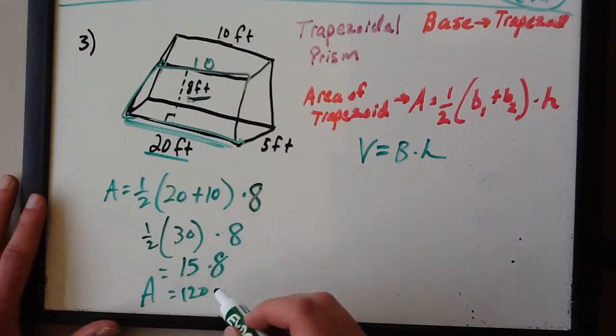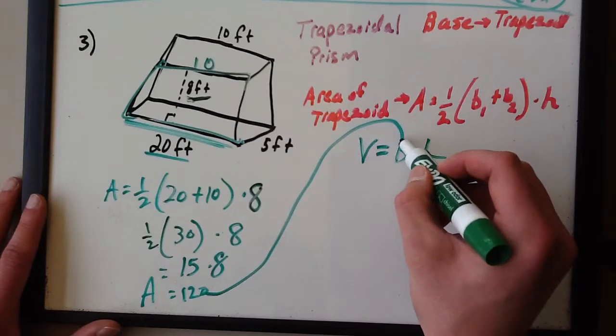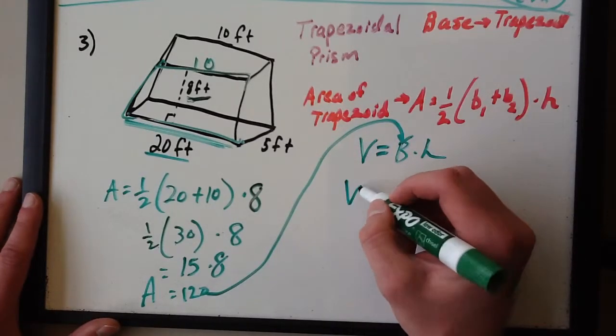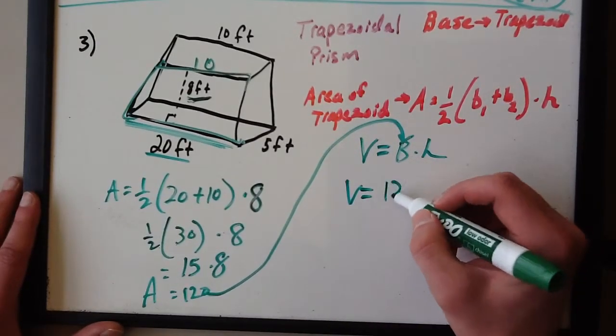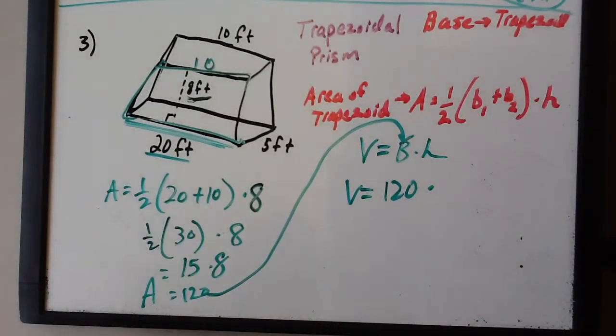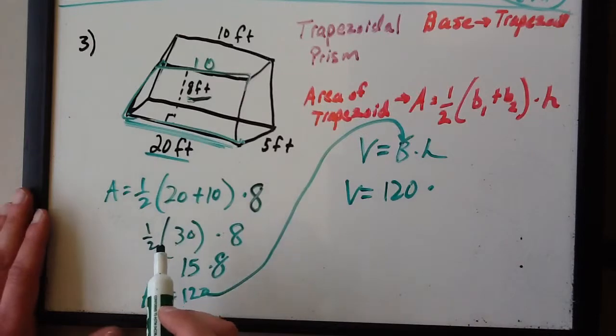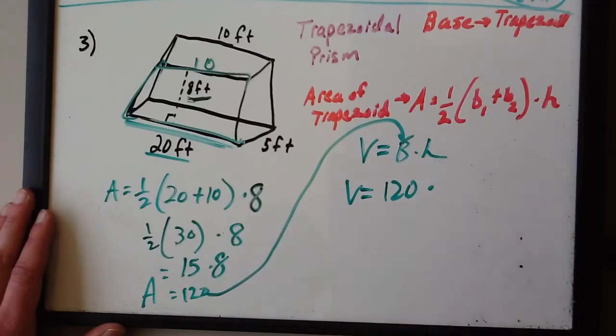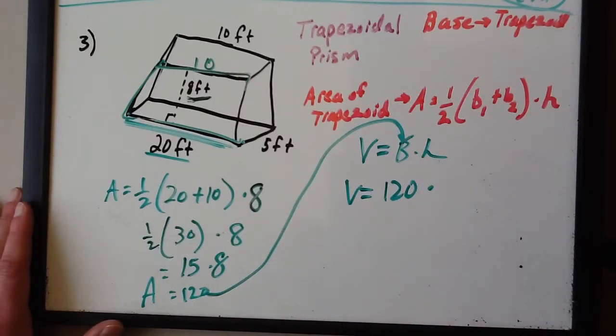So this is what I'm going to put in for B, right? This is the area of the base. So volume equals area of the base, which we just found is 120, times the height. Now, just like the triangular prism, don't confuse this h with the height of the trapezoid. This h is the height of the trapezoidal prism.